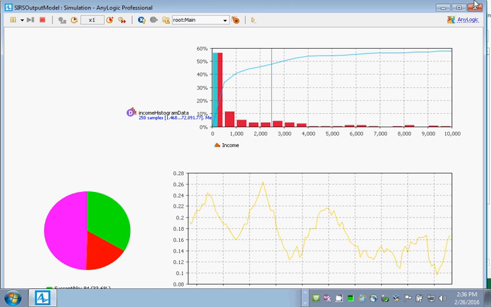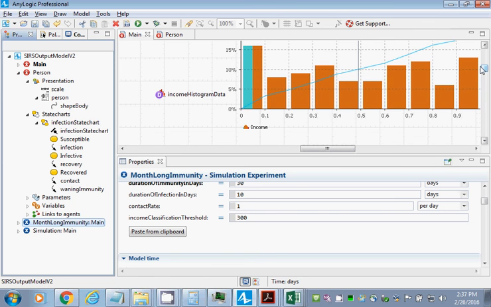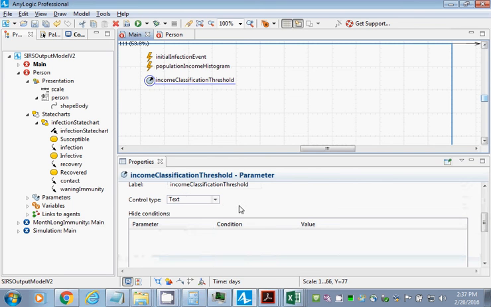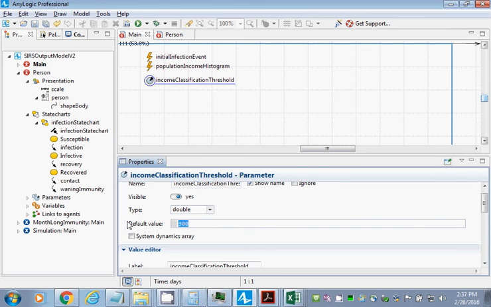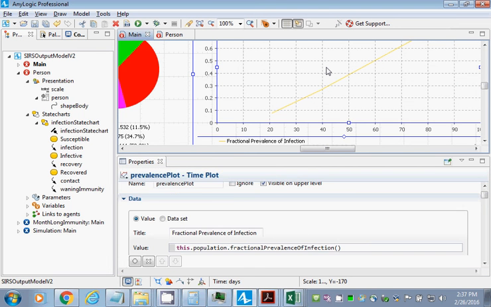Great. Now, what I'd like to do is, for this fractional prevalence of infection, put in place a prevalence among low-income people, that is, those below the threshold and those above. How are we going to do that? How do we have a prevalence for the whole population? Anyone remember? Yeah, we used an average. And where did that average live? In the population. So let's go back to the population.